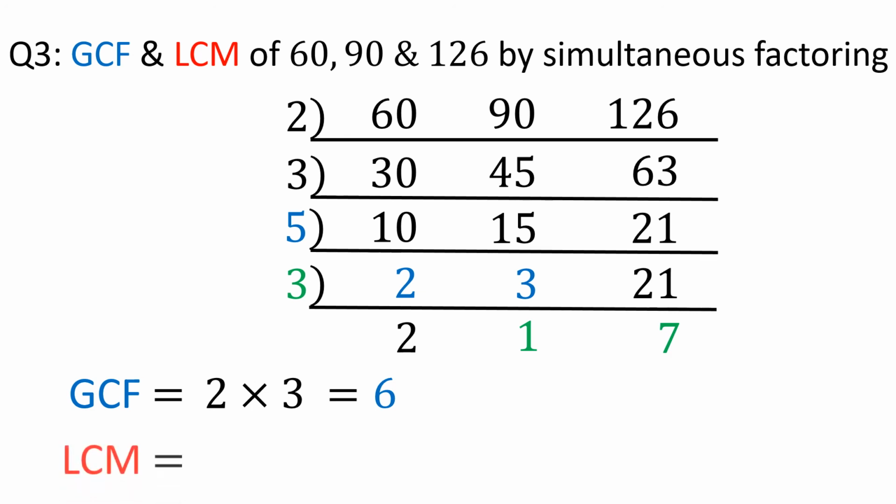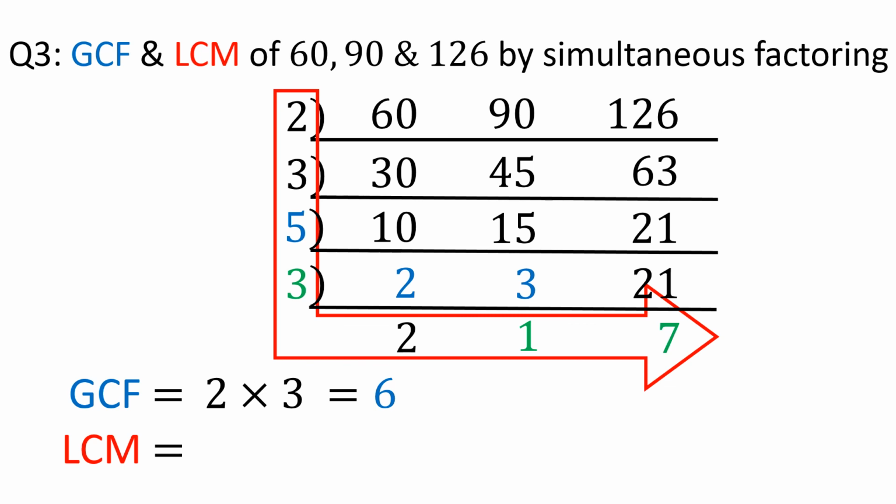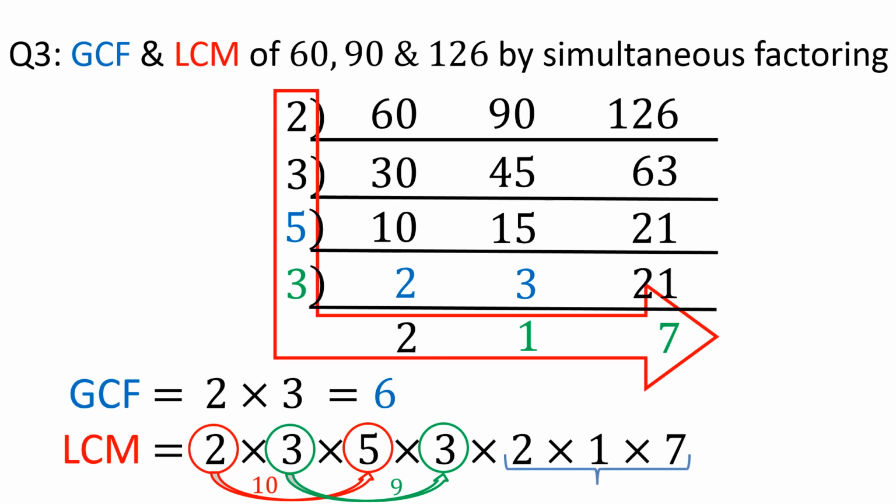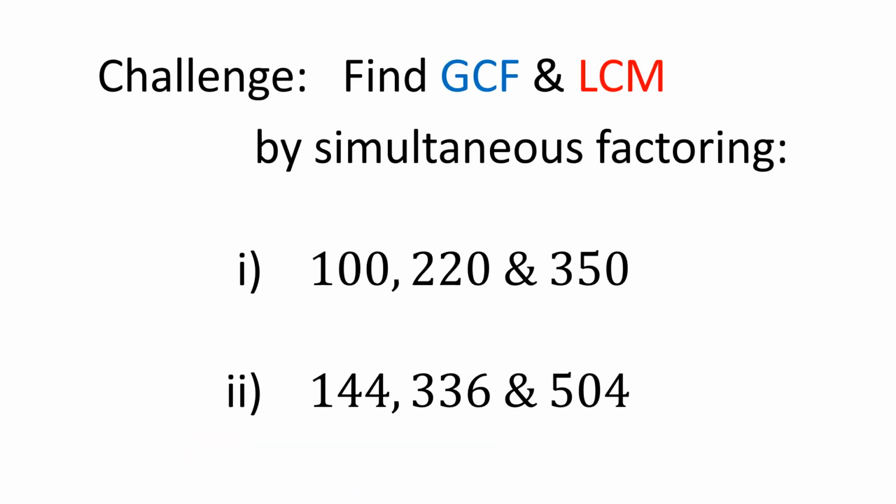To find the LCM, we need to multiply the numbers in the L shape, which is 2 times 3 times 5 times 3 times 2 times 1 times 7. 2 times 5 is 10. 3 times 3 is 9. And 2 times 1 times 7 is 14. So LCM is 10 times 9 times 14, which is 1,260.